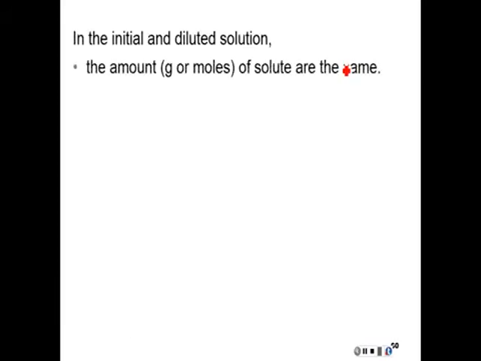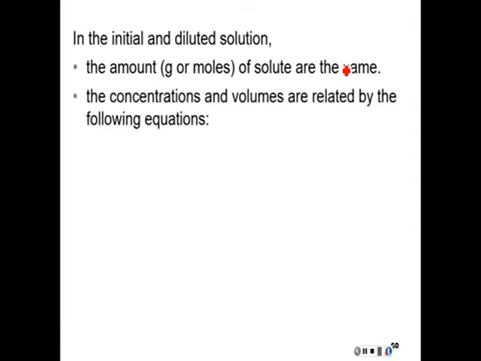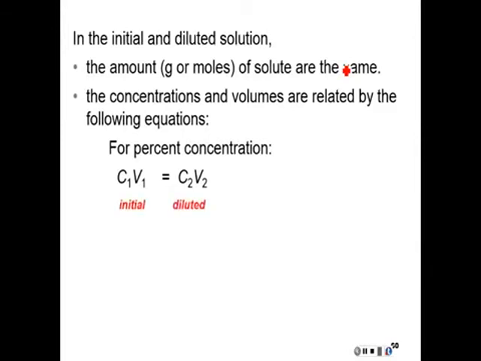So in the initial and diluted solution, the amount of the solute, which can be measured in grams or moles, is the same. It's just the concentrations and the volumes that are going to change. So the concentration always goes down as the volume goes up. For percent, we could use C1V1 equals C2V2. C just means concentration, and V is volume. The initial would be the 1s, diluted the 2s, and for molarity we would have M1V1 equals M2V2. Technically it's the same formula. And we're going to be using these when we want to answer some dilution questions.